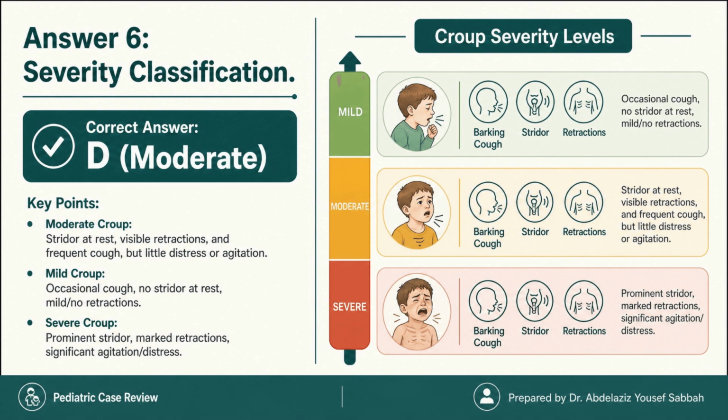Moderate croup is characterized by stridor at rest, visible retractions, and frequent barking cough, but with little distress or agitation, which is exactly the presentation in this case. For comparison, mild croup presents with occasional cough, no stridor at rest, and mild or no retractions. Severe croup features prominent stridor, marked retractions, and significant agitation or distress, and impending respiratory failure presents with decreased level of consciousness, fatigue, cyanosis, and paradoxically diminished stridor. Accurate severity classification is essential because it directly determines the choice of treatment, whether dexamethasone alone is enough or whether nebulized epinephrine and admission are also required.